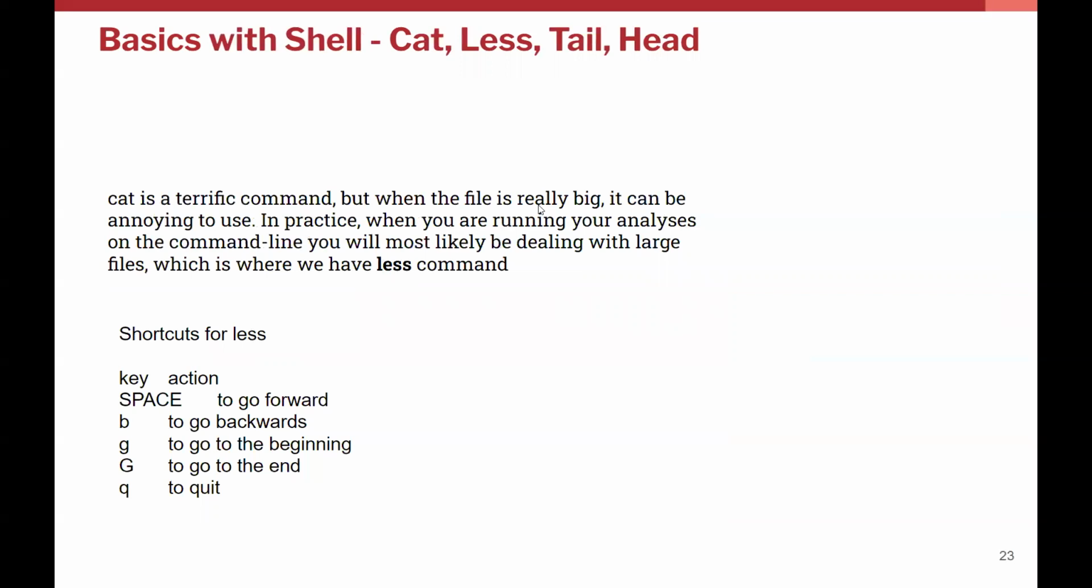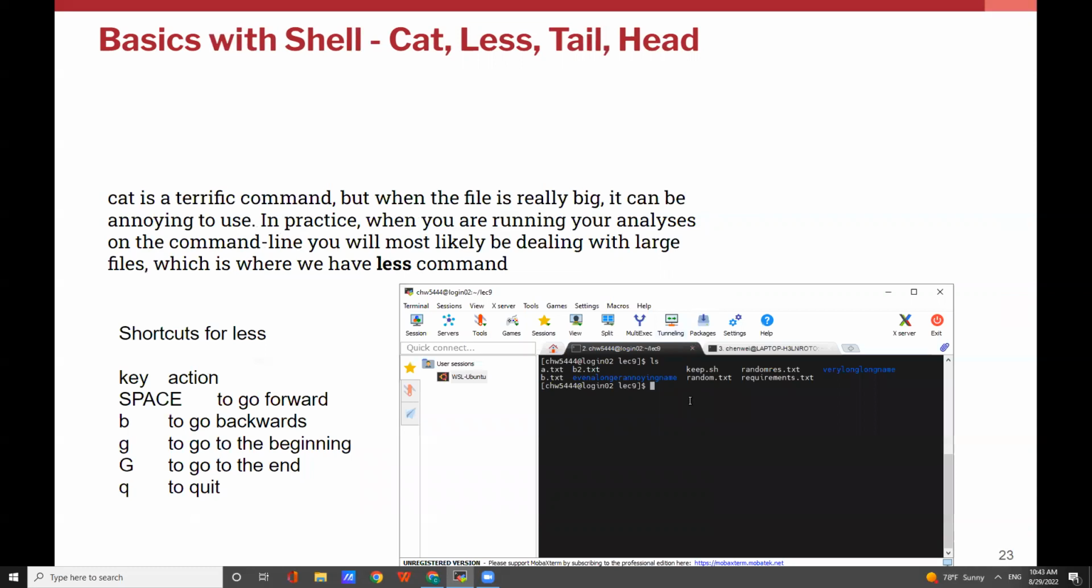So cat is a terrifically good command, but when the file is really, really big, it could be really annoying. In practice, when you're running your analysis on the command line, you'll most likely be dealing with large data, large files. And in our case, we just made some random ones. Let's take a look at the list of files with the h modifier, ls -lh, which we just talked about, and see how big those files are. Okay, yeah, these are pretty small.